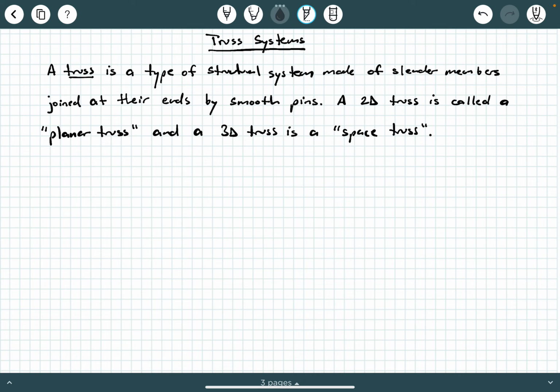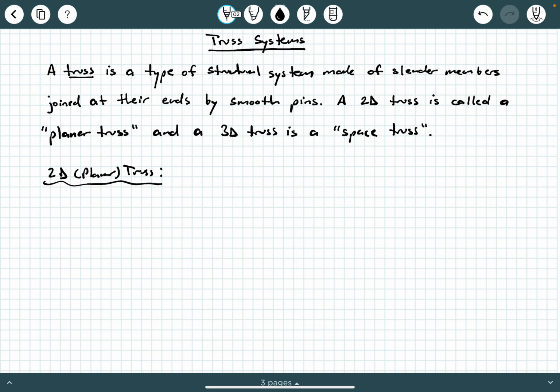Where do we see these? Well, we often see planar trusses as the structural support system of building roofs or of bridge decks, whereas we see 3D trusses or space trusses more as power towers or transmission towers. They have this three-dimensional lattice structure to them. Okay, so let's draw some examples. Let's say a 2D or planar truss.